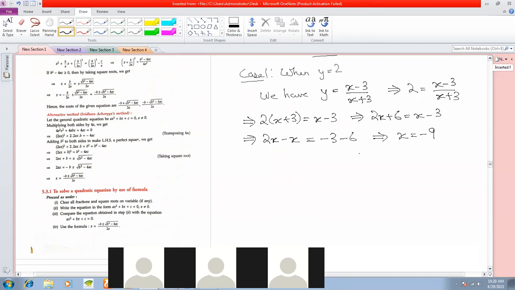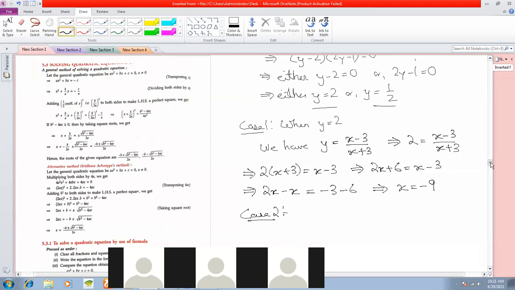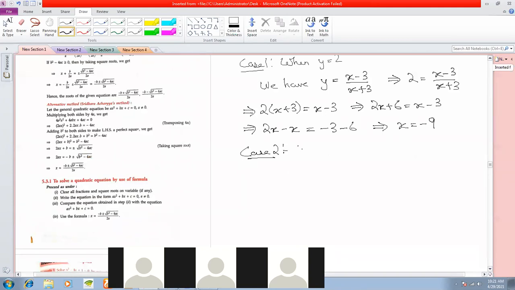So for the first value of y, when y is equal to 2, you're getting x is equal to minus 9. We don't actually need the value of y. We need the value of x only, because we need to solve for x, right? We need the values of y to solve for the values of x. And what was the next value of y that we were getting? The next value of y that we are getting was half. So we consider this case also.